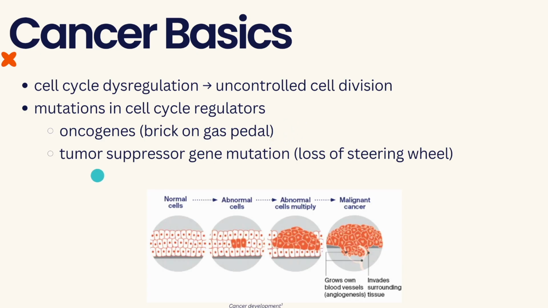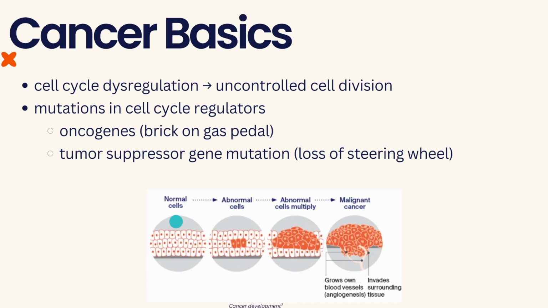Tumor suppressor genes are usually regulating and preventing certain oncogenic processes from occurring in the cell. But if we inhibit or mutate a tumor suppressor gene, it will no longer be able to regulate and put the brakes on certain processes. This is similar to losing the steering wheel or losing the brakes. The cell is unable to put the brakes on or to regulate certain processes.